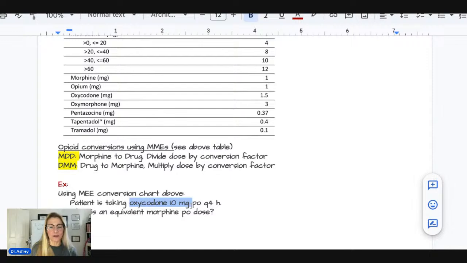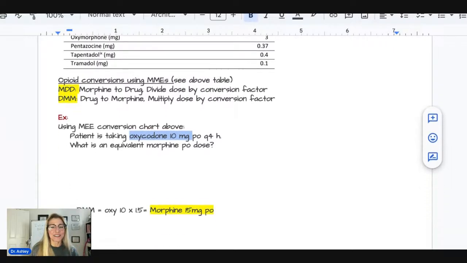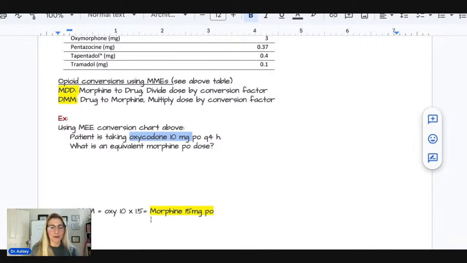So we take our oxycodone 10, let's look for oxycodone. Here it is, here's our conversion factor. We are going to take 10 times 1.5 because it was drug to morphine, multiply. So there it is, oxy 10 times 1.5, and we get morphine 15 milligrams PO. What do you think? Super easy? Leave a comment. Was that easy? That was super easy. Tell me how easy that was.